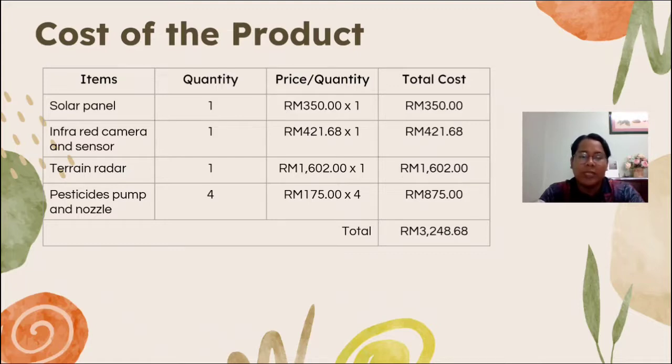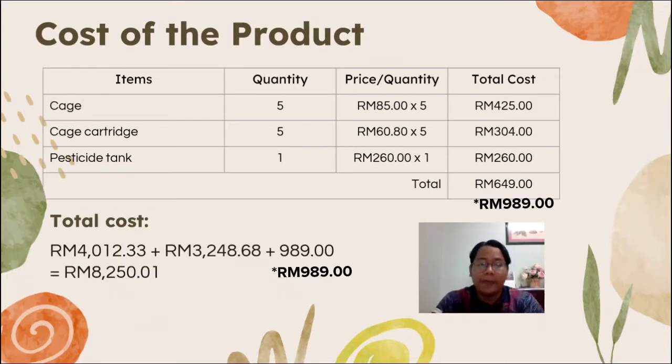It has 4 quantity. So the price per quantity is RM175 multiplied by 4. So the total cost for this pesticide pump and nozzle is RM875. So the total cost for this part is RM3,248.68. The last part for this cost of the product has 3 items in it.